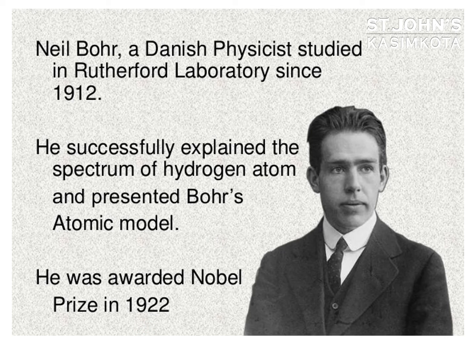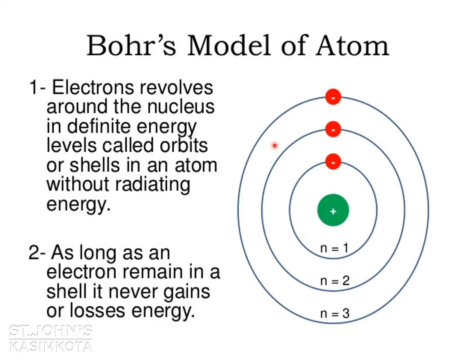Now, let's see what this Bohr's atomic model is. As per this model, electrons revolve around the nucleus in definite energy levels called orbits or shells in an atom without radiating energy. So the first postulate of Bohr's model is that electrons revolve. These are the electrons, three electrons present in three different orbits. They revolve around the nucleus. This is the nucleus and electrons are represented here. These electrons revolve around the nucleus in definite energy levels. These energy levels, that is the circular orbits, are called orbits or shells. And whenever these electrons are revolving, they revolve around the nucleus without radiating energy.